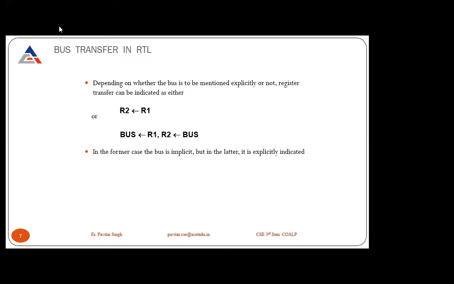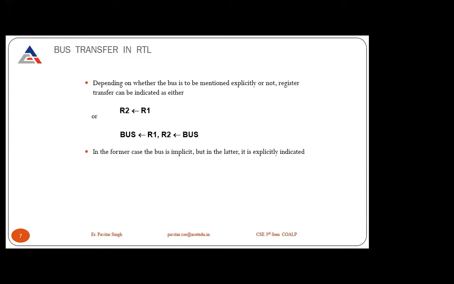So with the help of RTL, how can you write this concept? Depending on whether the bus is to be mentioned explicitly or not, register transfer can be indicated in either way. If you have to perform the transfer from R1 to R2, first of all you have to put the data from the R1 register onto the bus, and then you are going to read the data from the bus, right?